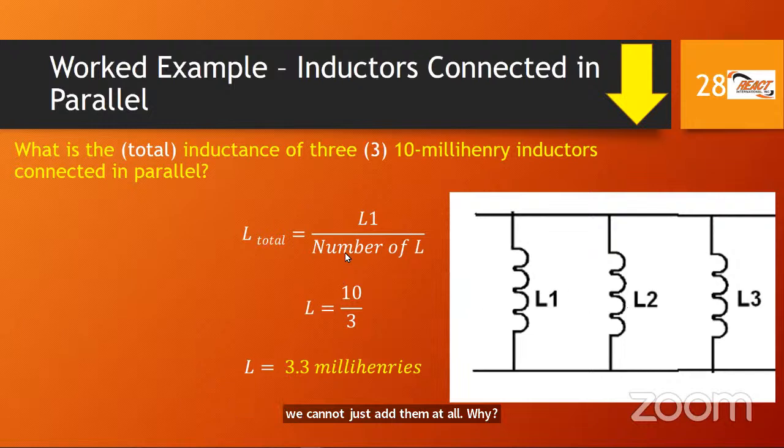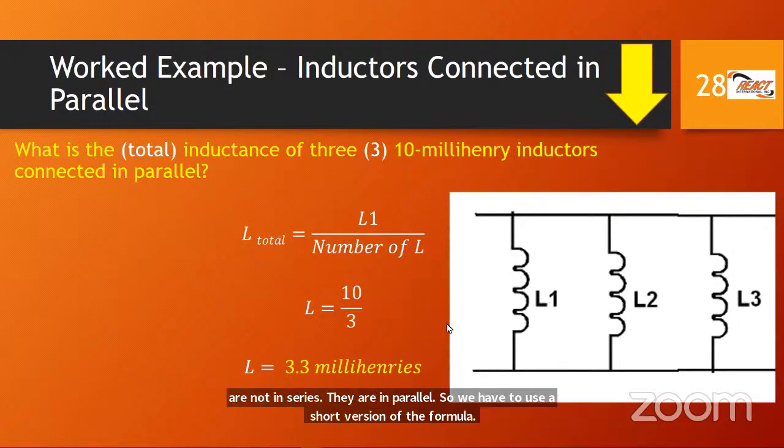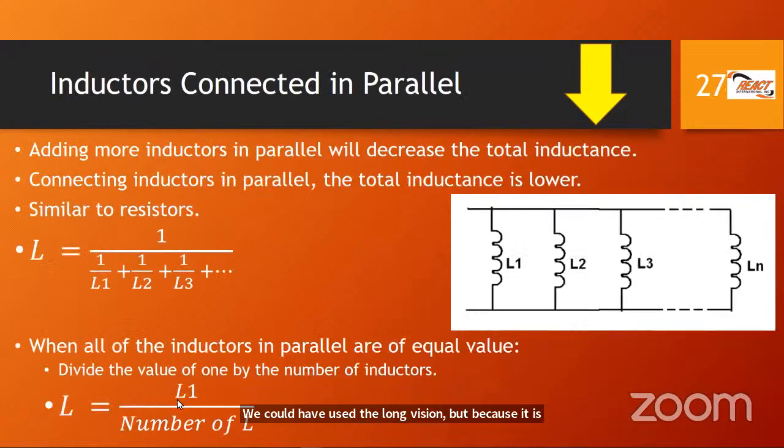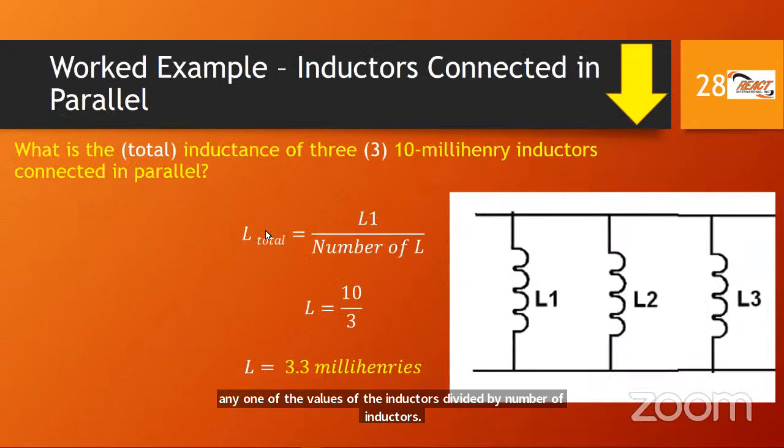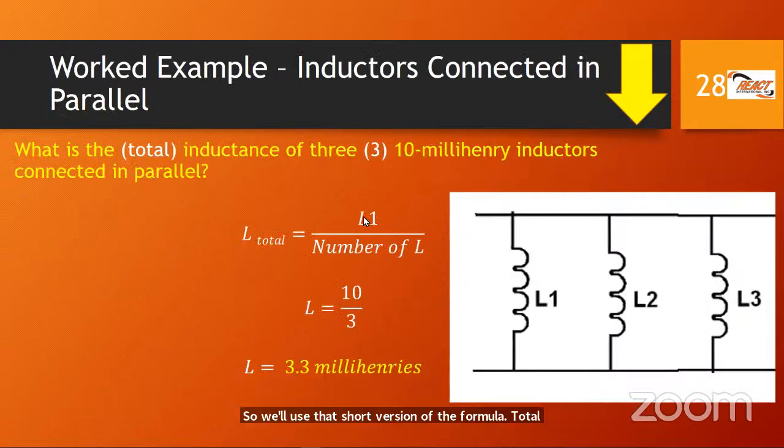So we have to use the short version of the formula. We could have used the long version, but because they're the same value, remember we dealt with the formula here, L1, any one of the values of the inductors, divided by the number of inductors. So we'll use that short version of the formula. Total inductance is equal to the value of one inductor divided by the number of inductors. And this only holds if the inductors have the same value. Otherwise, we'll have to use the longer formula. So it makes life a little simpler for us using the short version of the formula.